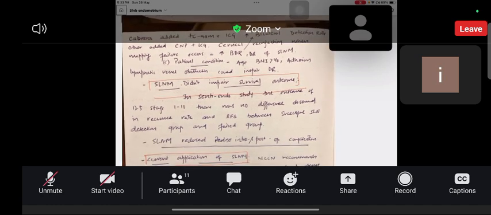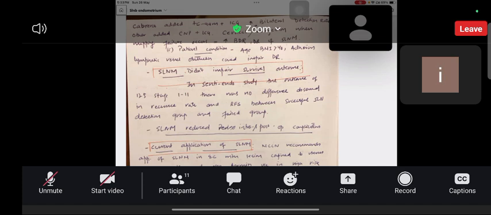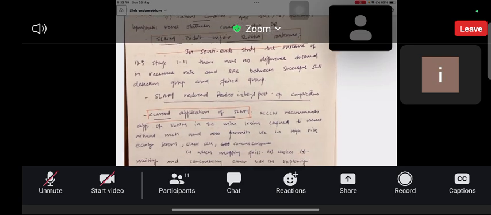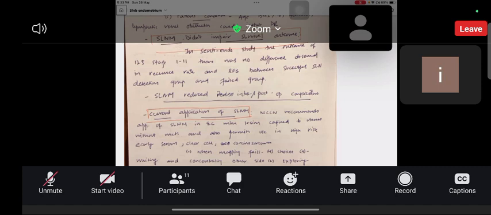Sentinel lymph node does not impair survival outcomes. The SENTI-ENDO trial study showed the outcome of 125 patients with stage 1 to 2. There is no difference observed in the recurrence rate and recurrence-free survival between the successful sentinel lymph node and failed group. And they showed sentinel lymph node reduced the intra and post-op complications.